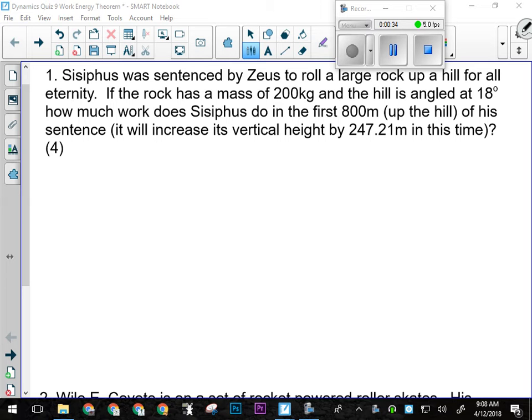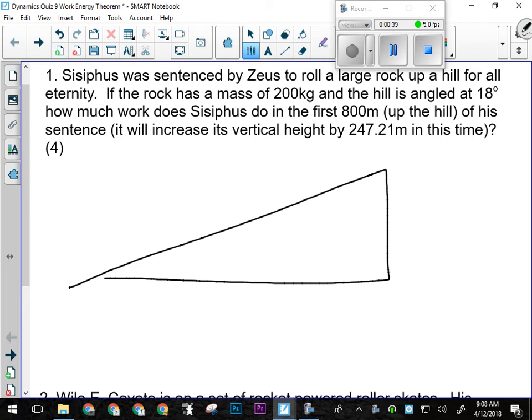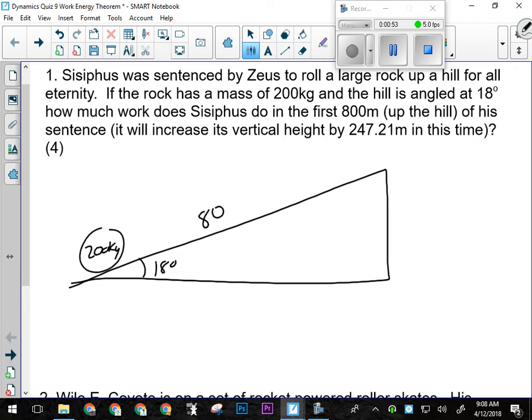Anyway, for the purpose of this question, we know the following things. We know that the rock is 200 kilograms, and the hill is angled at 18 degrees. And we're looking for how much work he must do in the first 800 meters of the hill of his sentence. It will increase its vertical height by 247.21 meters in this time.